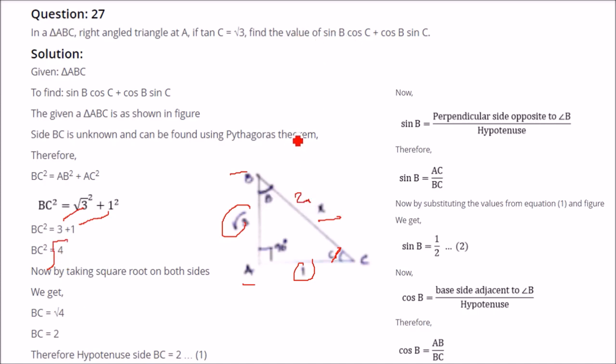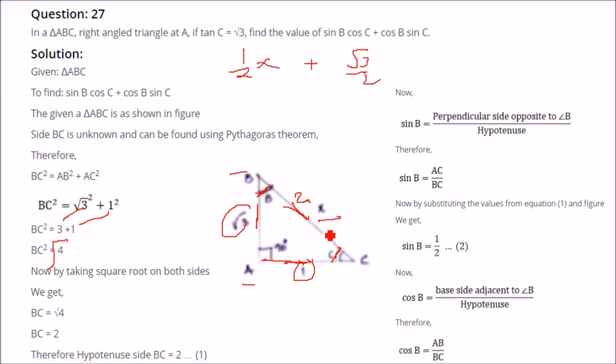Sin B cos C. Now we have to take first this angle. What is sin B? For this, this is perpendicular, this is base. Or hypotenuse we want. This is perpendicular, this is hypotenuse. So 1 by 2. And what will be cos B? Base upon hypotenuse. Base is what? Root 3. Hypotenuse is 2. Root 3 by 2.